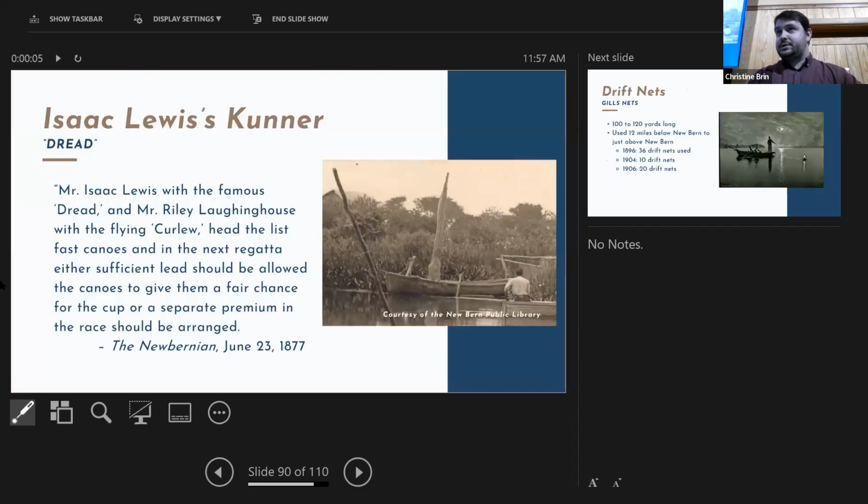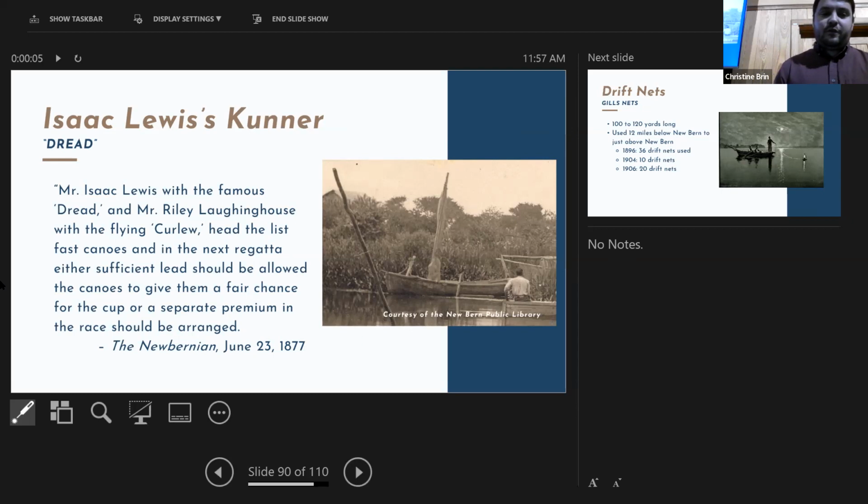And Isaak Lewis, we know that he owned a cunner, and he called his boat Dread, and he was into racing boats on the Neuse River. In the 1870s, you had this kind of yachting or boat racing, not quite yachting as we know it today, but just boat racing taking place on the Neuse River. A lot of fishermen were racing boats, also a lot of white collar guys, merchants, lawyers, doctors, that kind of thing in New Bern were building their own boats and racing them as well.